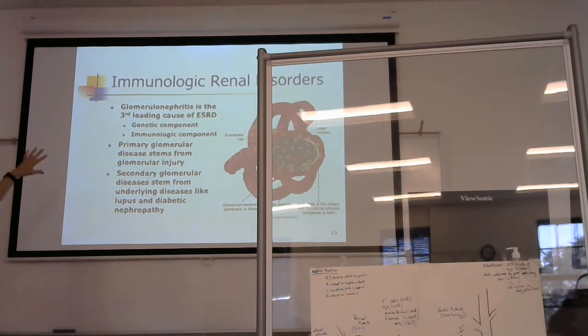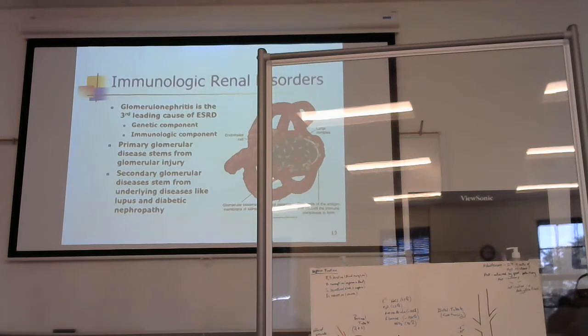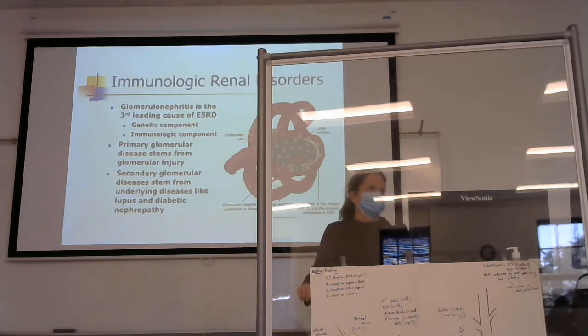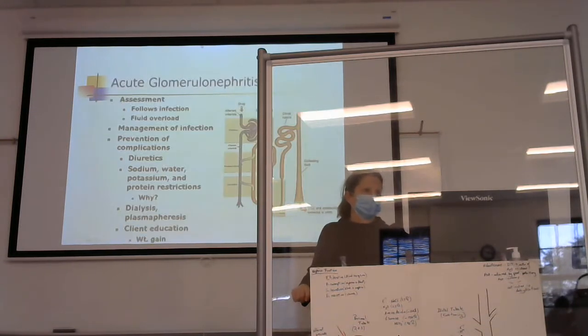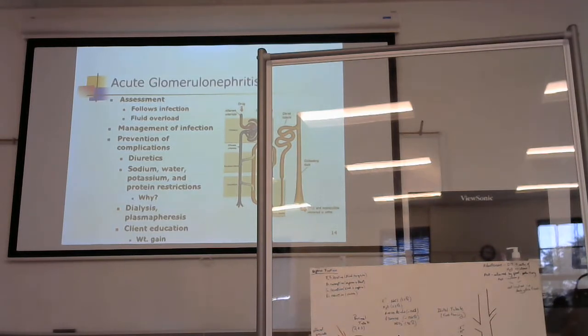Now, as it says here, we can get primary and secondary, which has come because we've had an injury to the glomerulus from outside somehow. Or secondary comes from lupus, diabetes. Those things can affect the glomerulus. But the acute glomerulonephritis occurs because the patient has generally had an infection, and it's usually strep, and an antigen-antibody complex is attacking that glomerulus. Well, if something's attacking the glomerulus, then it is not going to be able to filter, and you're going to end up in fluid overload. And these patients will present as if they're in congestive heart failure, fluid overload. But it's all stemming from the glomerulus not being able to function.